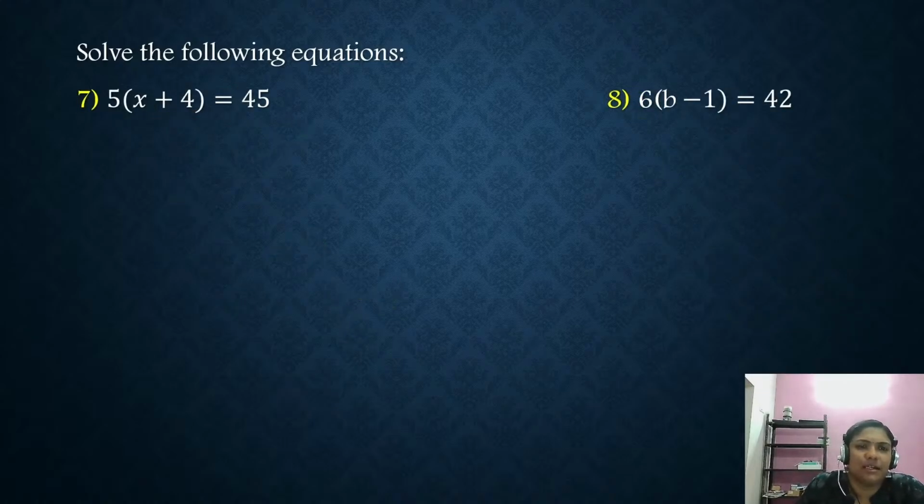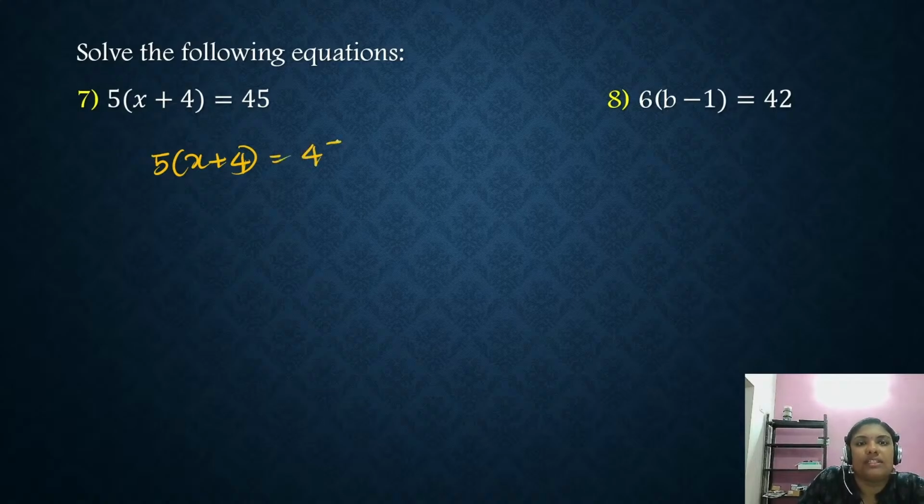Next one. Here, a bracket is visible, right? But this is very simple. 5 into x plus 4 is equal to 45. We need the value of x, right? So we can keep the bracket here itself.